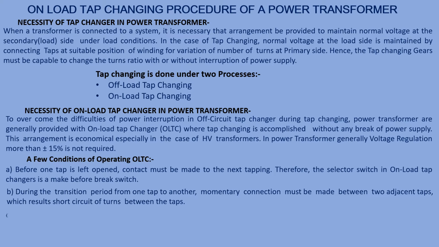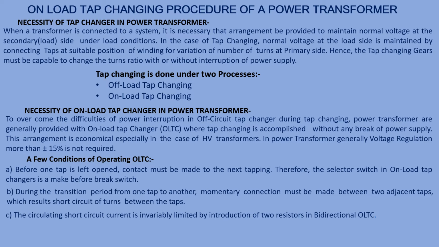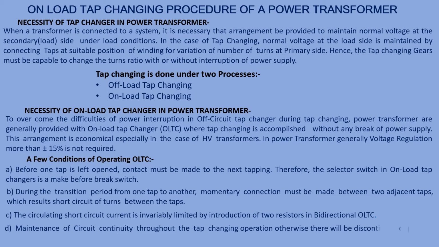C. The circulating short circuit current is invariably limited by the introduction of two resistors in a bidirectional OLTC. D. Maintenance of circuit continuity throughout the tap changing operation, otherwise there will be discontinuity of power supply and total disruption.